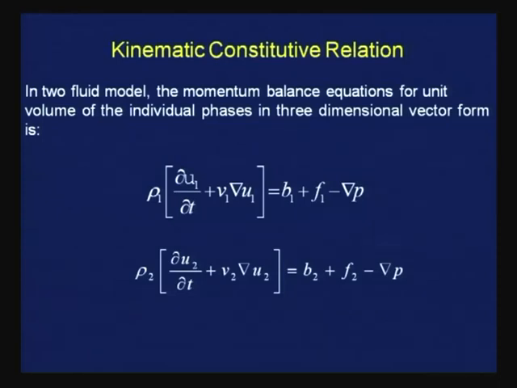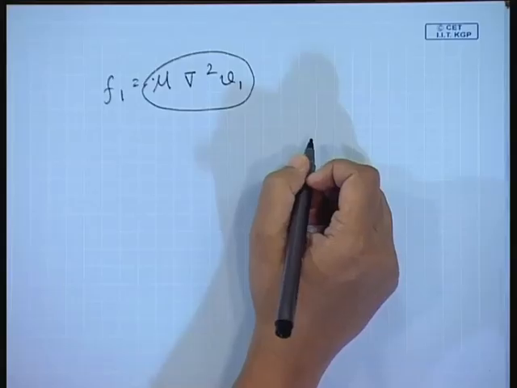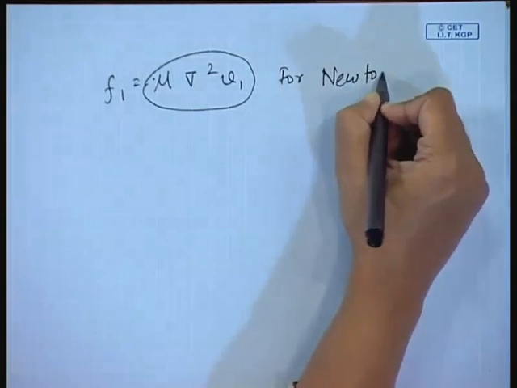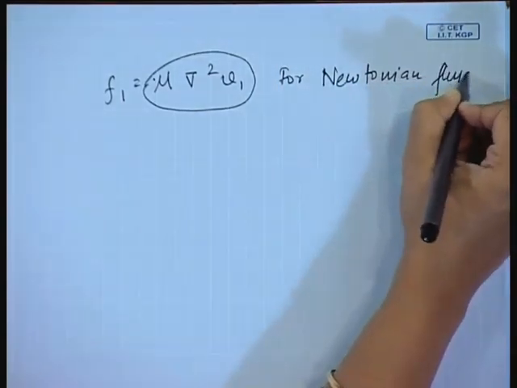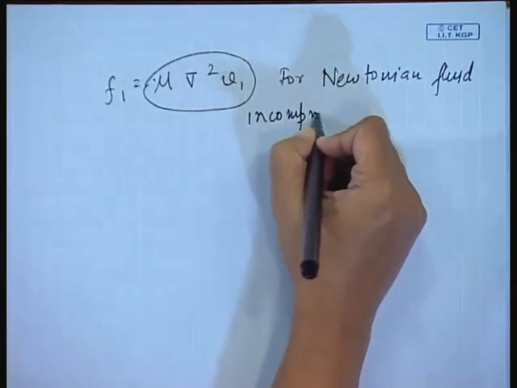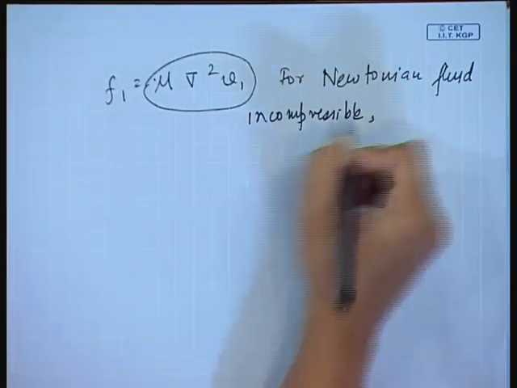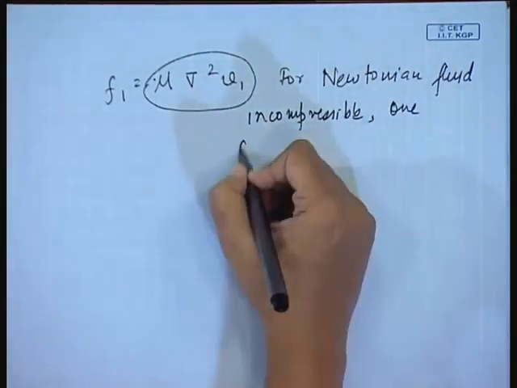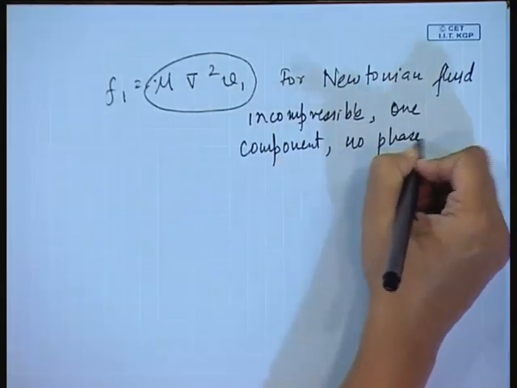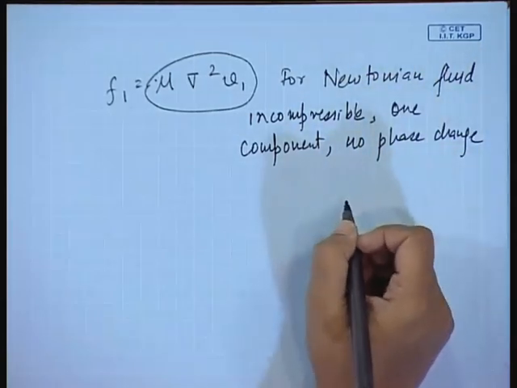Okay? So, when we were considering that it is an incompressible Newtonian fluid containing only one component, which is not undergoing phase change, then F1 will be equal to this. Okay? For Newtonian fluid, this you already know. For Newtonian fluid, incompressible, one component and no phase change, this you have already derived.